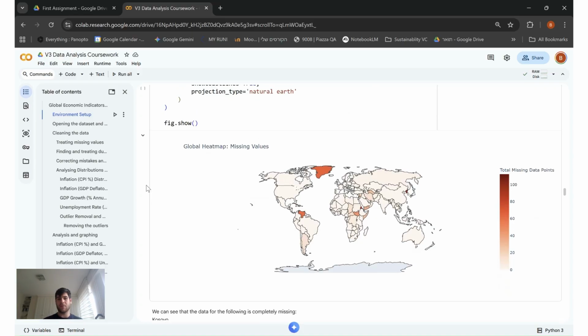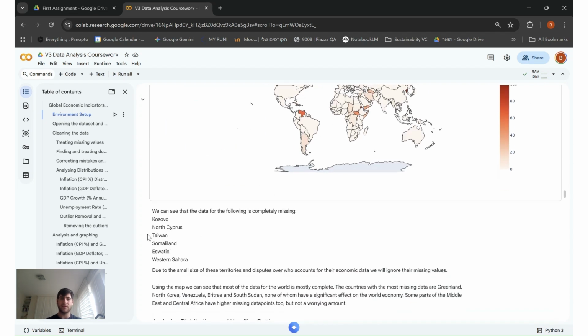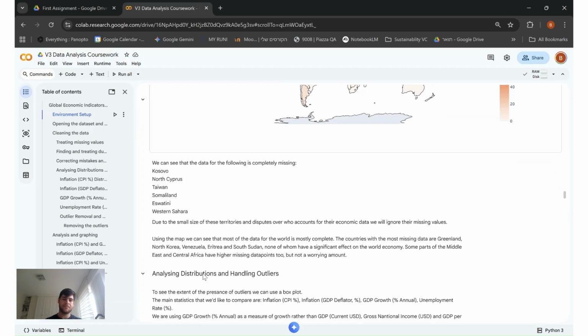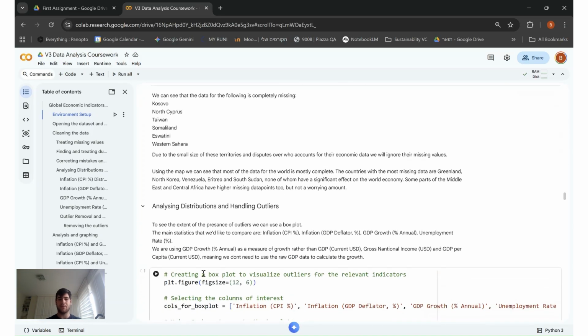After treating that, to check my work, I set a Plotly map to show the number of missing values per country and saw what countries are completely missing and what countries seem to have many missing values. The countries completely missing are small territories, so I decided to ignore the fact that they're missing. And the countries that have missing data are only a small number of points, like 64 points, which is not enough to actually make me need to remove them.